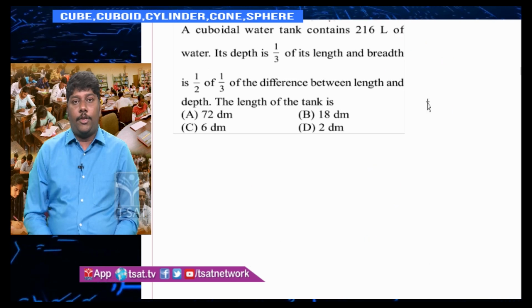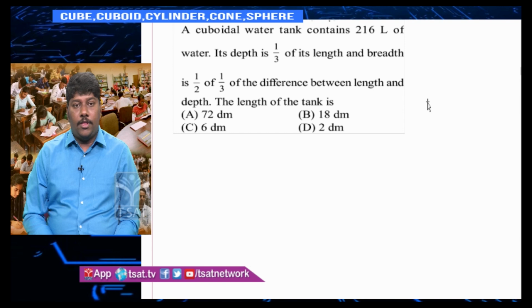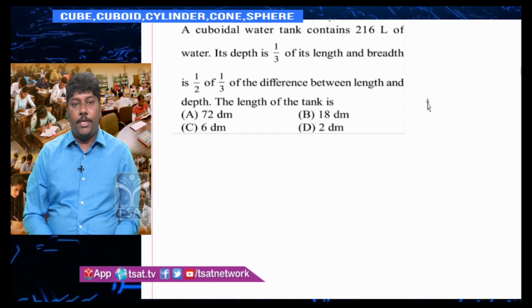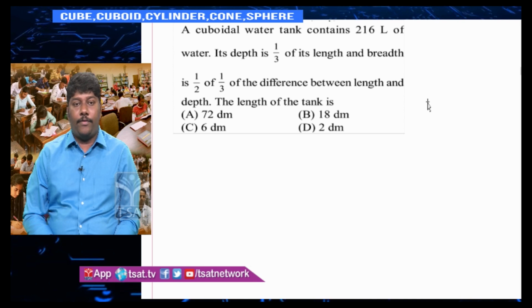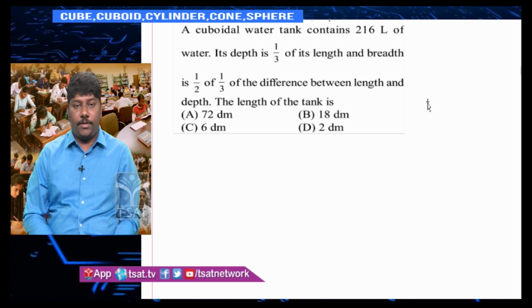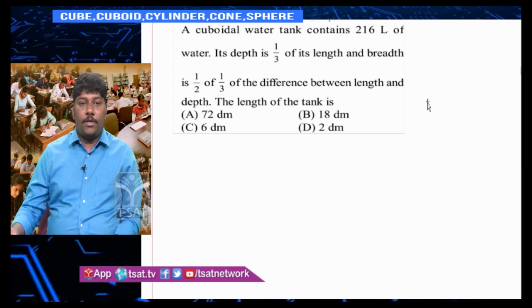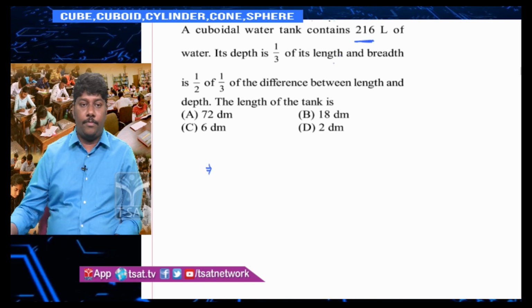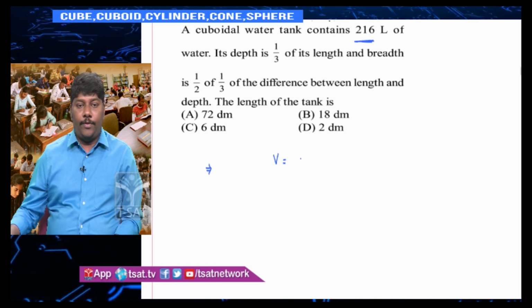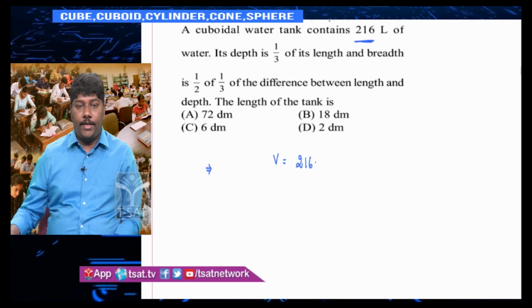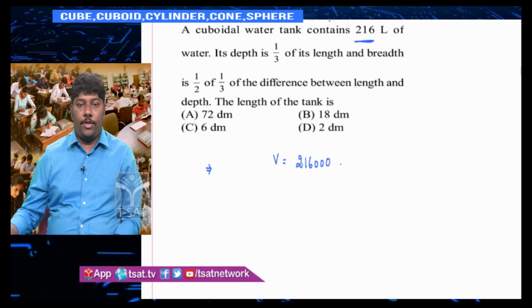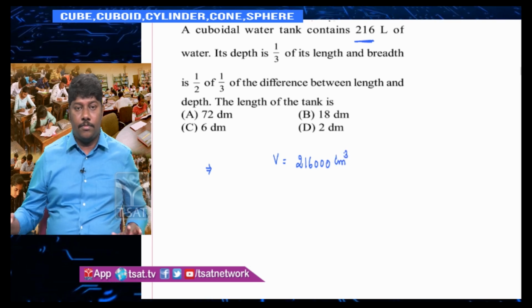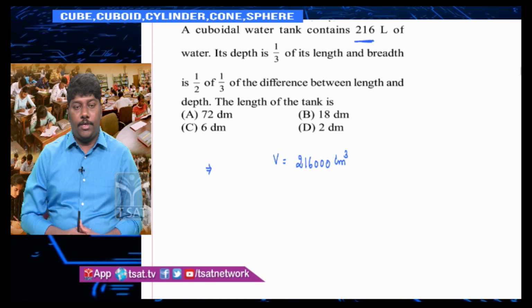Now we look at the sums related to cuboid. Look at the first sum. A cuboidal water tank contains 216 liters of water. Its depth is 1/3 of its length, and breadth is half of 1/3 of the difference between the length and depth. Find the length of the tank. The volume in liters is given; convert it into centimeters. 1 liter is 1000 centimeter cube. So 216,000 is the volume.